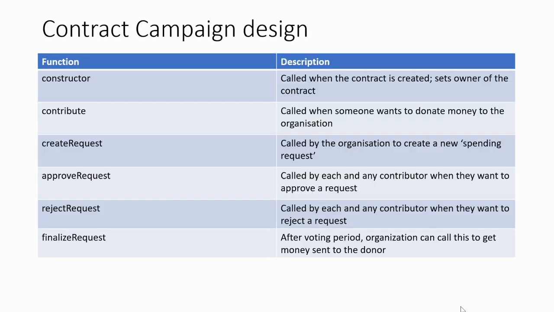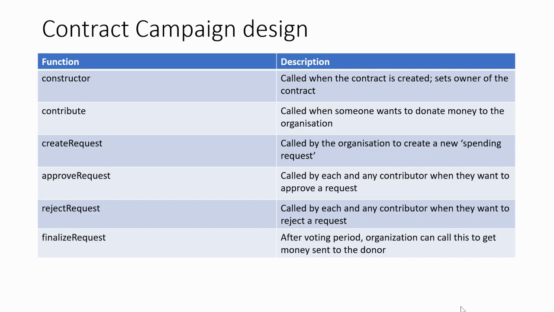So what we need to do is we had to create these functions in order to make our entire site work. So the constructor function is called when the contract is created, and this just sets the owner of the contract, which will be the organization themselves. There is the contribute function, which is called when someone wants to donate money. Any donor can donate money to the organization.